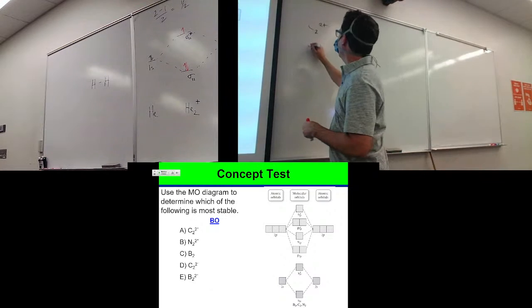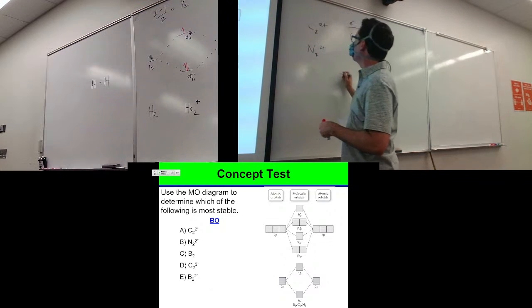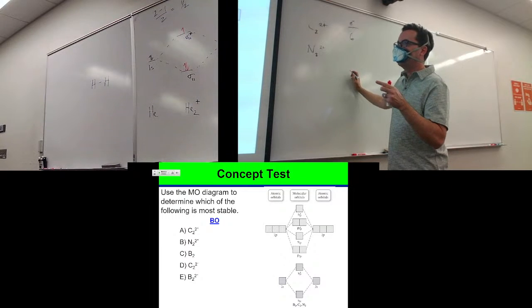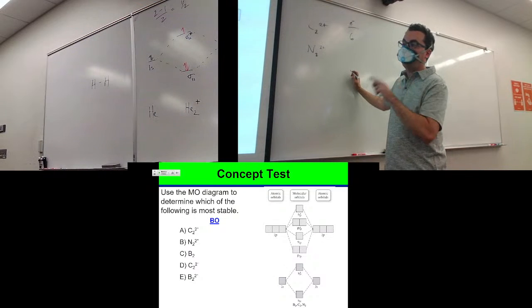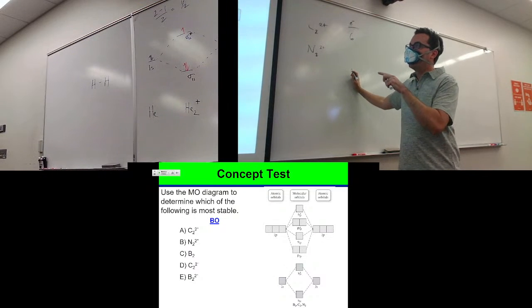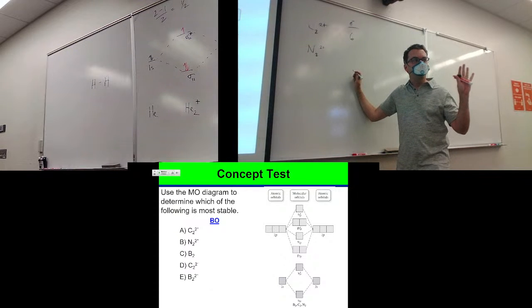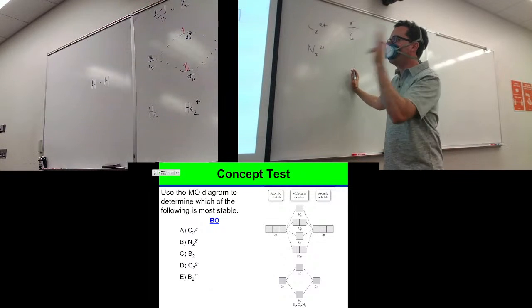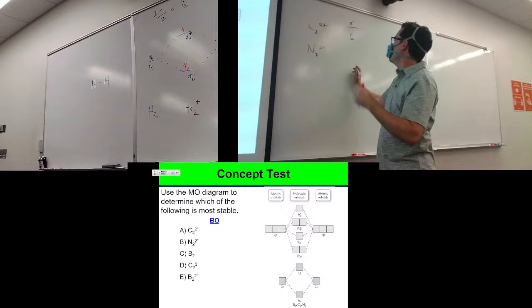If I go down the line, N2 2+, how many electrons? Still 8. Well, not still, but 8. So each nitrogen's 5 valence electrons. Yeah, not total, just valence. So 5 valence electrons each. So that's 10, but minus 2, because it's a +2, so 8.